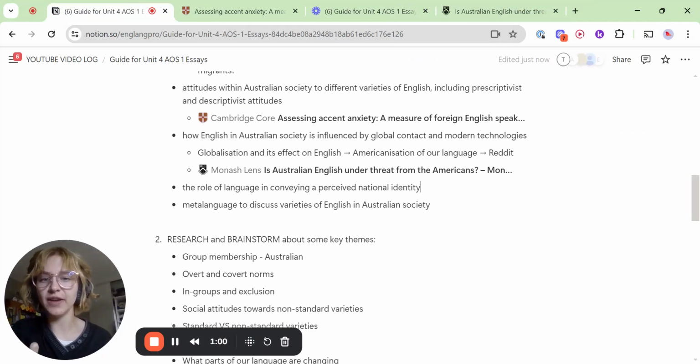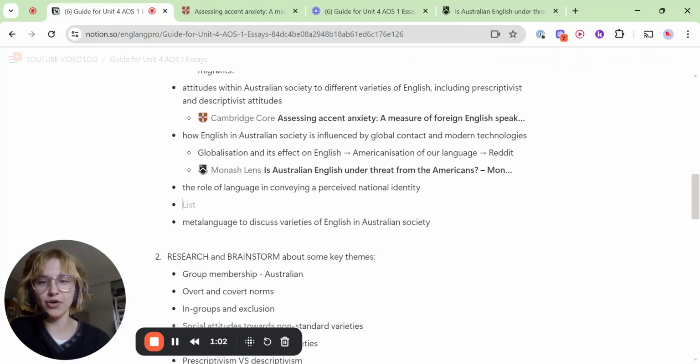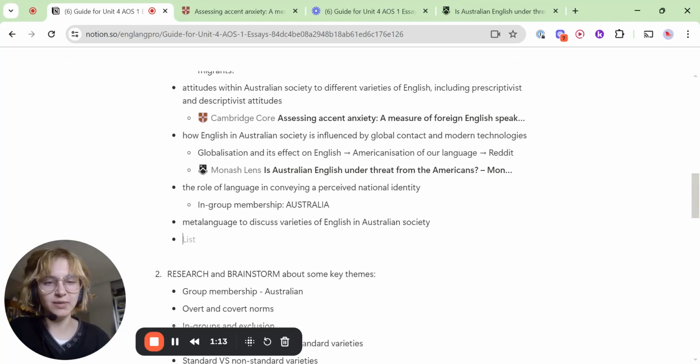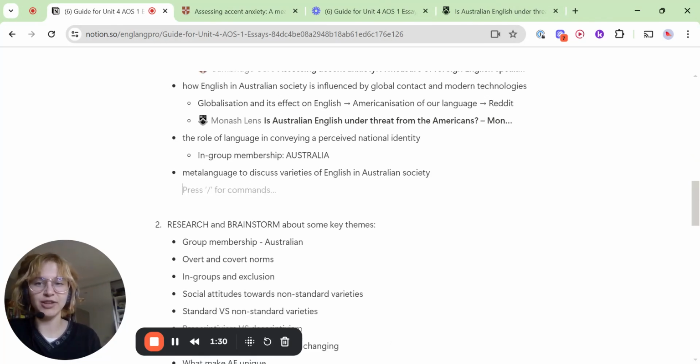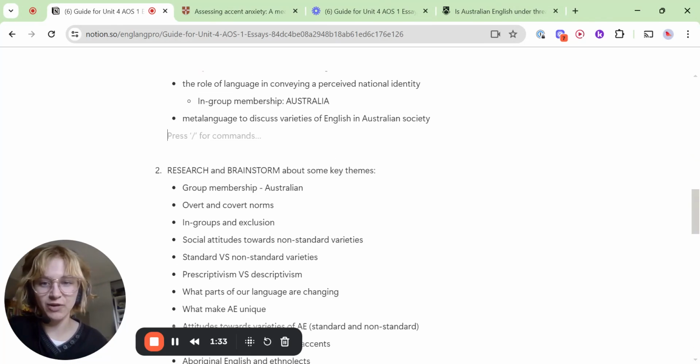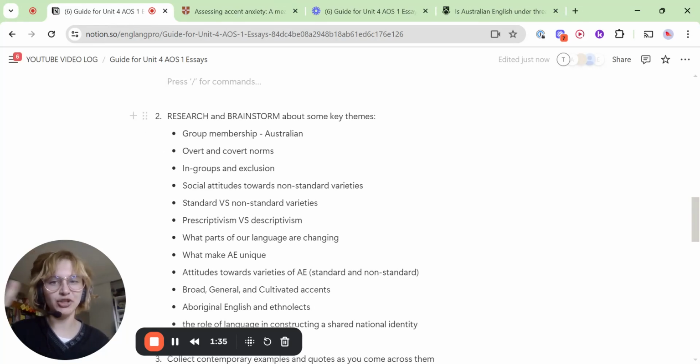The role of language in conveying a perceived national identity. So we've talked about in-group membership. This is about in-group membership as an Australian. So how do we, and I'm guilty of this, when we go overseas, sometimes I make my Australian accent broader because I like to flex that I'm Australian as part of my identity. So think about that when you think about the role of language in conveying your national identity. And metalanguage, that will come as you go. All right, so moving on to number 2, research and brainstorm, which most of that comes under step 1.